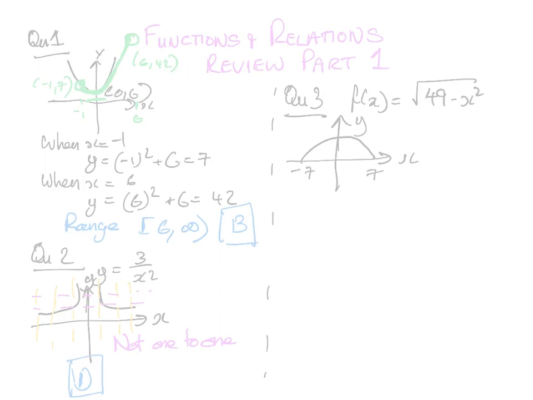Now, what do we know? Are we including those endpoints? Because what we're looking for is the domain. Well, the domain is going from -7 to 7, and we are including them. So -7 up to 7 with square brackets. That's what x is an element of. Can we find the answer there? Yep, the answer is B.